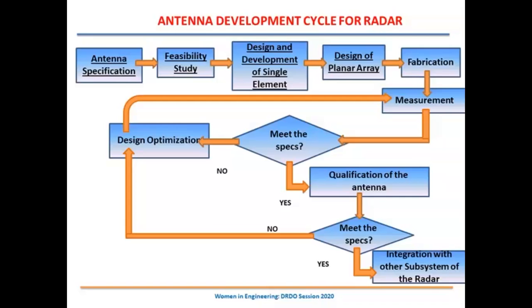Once it meets the specs, fine. If it does not meet the specs, then again it is design optimization or a correct material choice, and it goes through this loop. Not only meeting the electrical specs, but qualifying for that particular platform is also important. After that, it is finally ready to integrate with the other systems of the radar and be flown or used in the system.